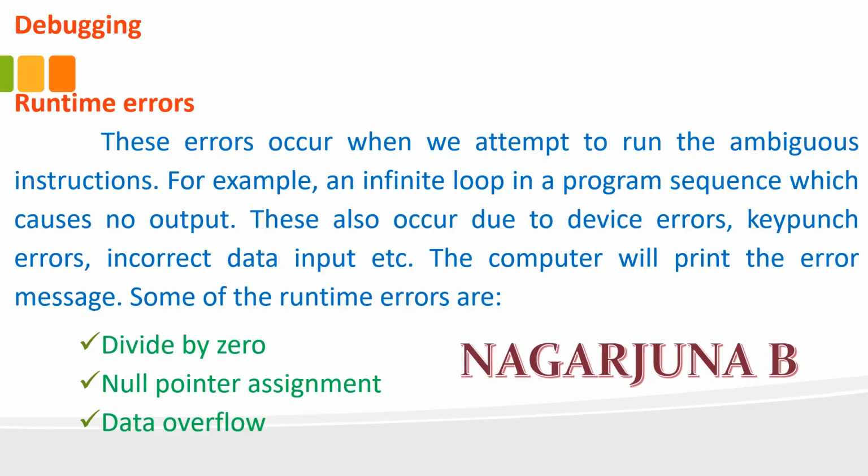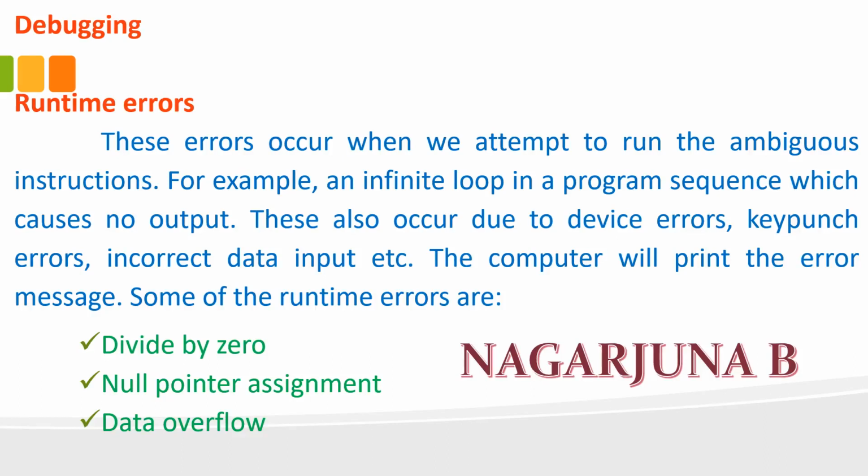Runtime errors also occur due to device errors, key punch errors, incorrect data input, or other causes. For example, you might have given values to find the division of two numbers. If you give 5 and 0, so 5 divided by 0, since we cannot divide a number by 0, it will give an error. That means it is an example of giving incorrect data input. The computer will print these kinds of errors by displaying an error message.